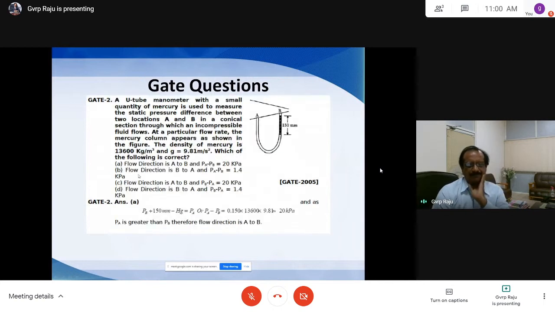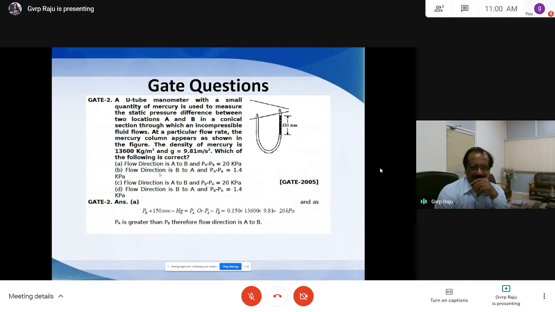A U-tube manometer with a small quantity of mercury is used to measure the static pressure. The pressure is static. This is a U-tube manometer, with A and B in a conical section through which incompressible fluid flows. At a particular flow rate, the mercury column appears as shown here. Gravity is 9.81 and the density of mercury is 13,600 kg per meter cube.